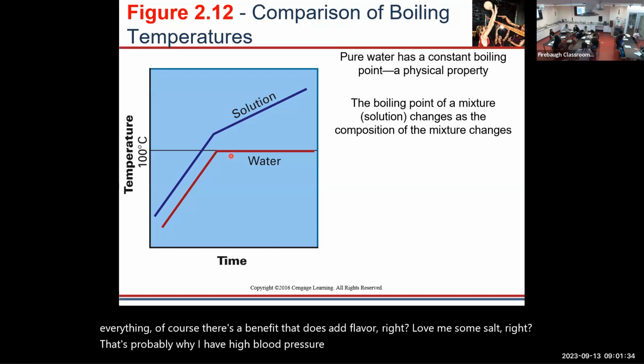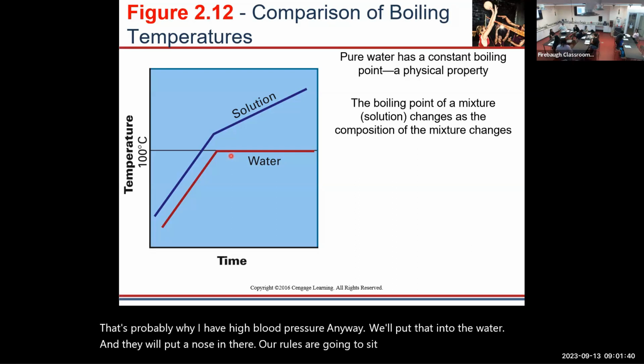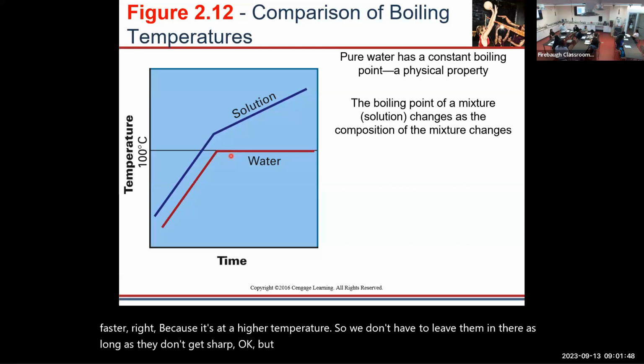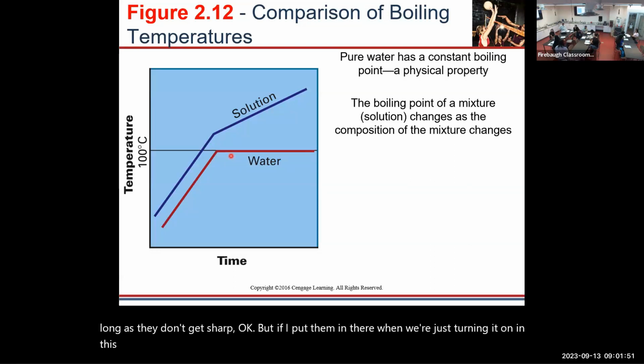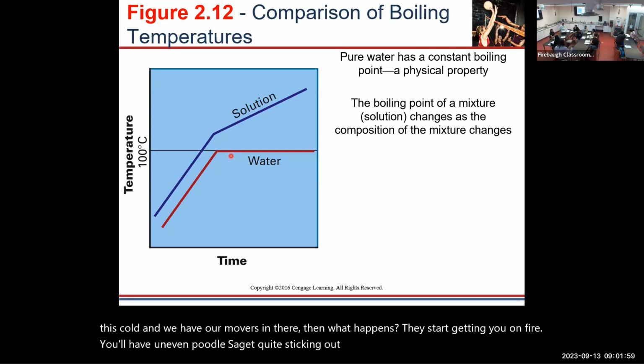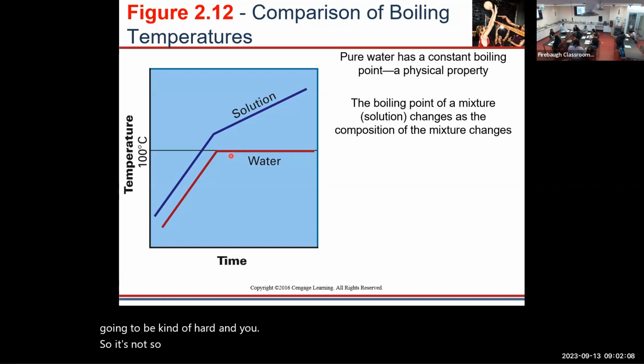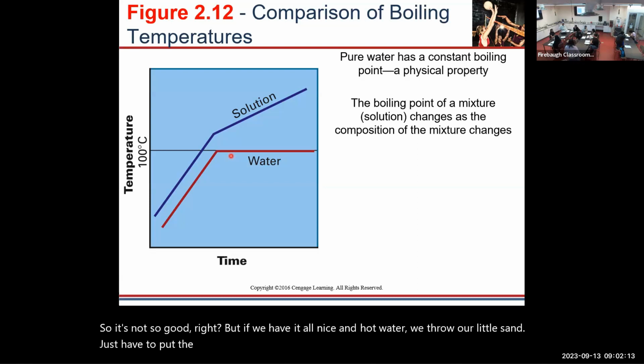Anyway, you put that in the water, and then we put our noodles in there. Our noodles are going to cook faster, right? Because it's at a higher temperature, so we don't have to leave them in there as long. They don't get soggy, okay? But if I put them in when we're just turning it on and it's cold, then what happens? You'll have unevenly cooked noodles, because the part that's in the water is going to get all nice and soggy, and the part sticking out at the top is going to be kind of hard. And so it's not so good, right? But if we have nice hot water and throw our noodles in, good job.